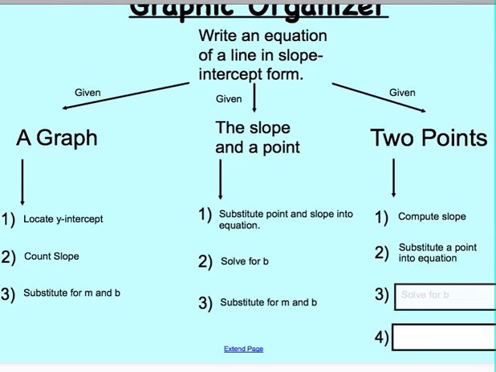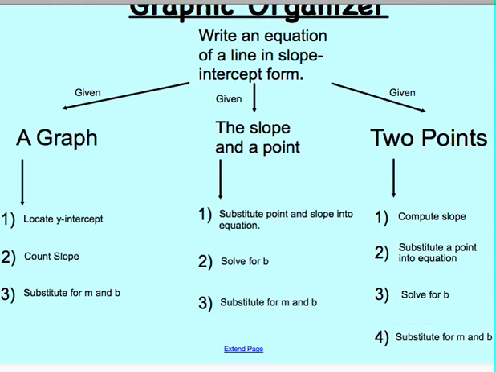Then you're going to solve for b, and the last thing, like all of them, you're going to substitute for m and b. So after you write all this down, I would like you to use this as a little cheat sheet. You can't use it on a test, but you should be using it on all the problems that we do in class to help you understand. All right, I'm given a graph, so I'm going to follow this left column. Or, oh, they gave me a slope and a point, so I'm going to follow the middle column. Or, oh, they gave me 2 points, so I'm going to follow the right column.